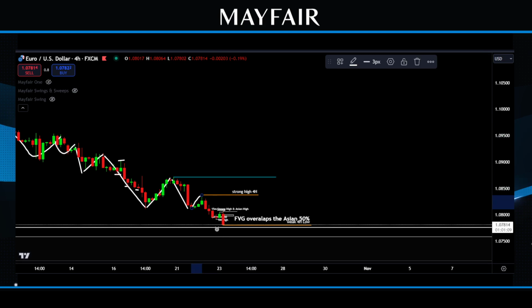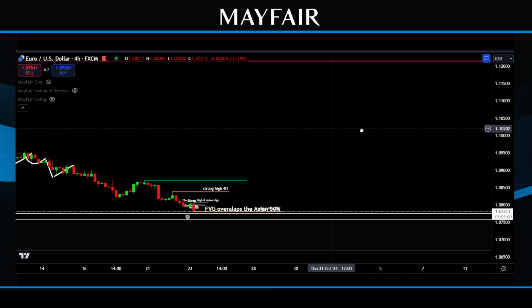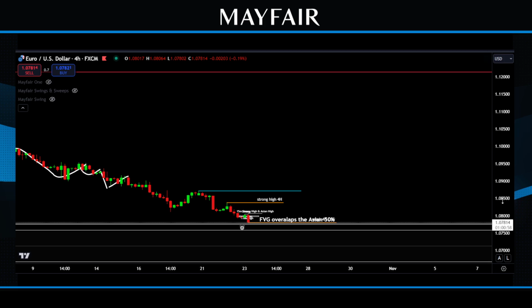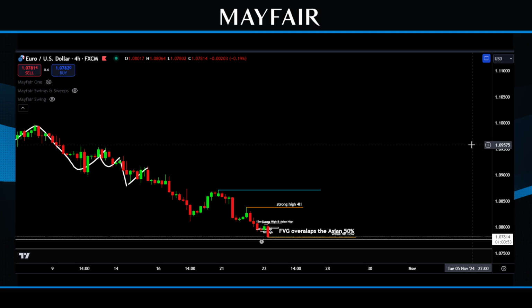Now, the reason that I've called this a strong high is ultimately that high created, right, just zoomed out, that high created a break of structure to the downside, right? So that basically means sellers are in control.